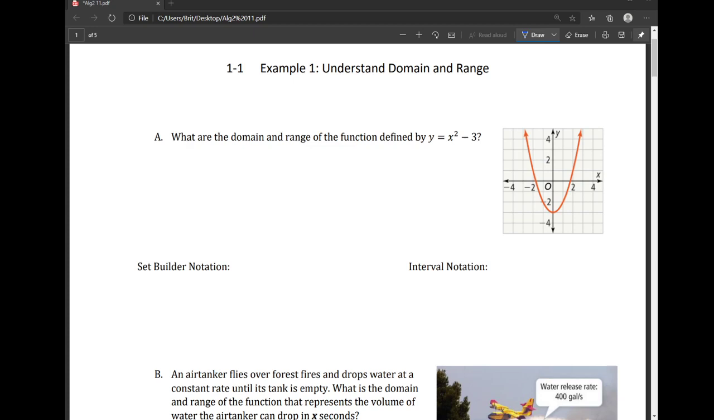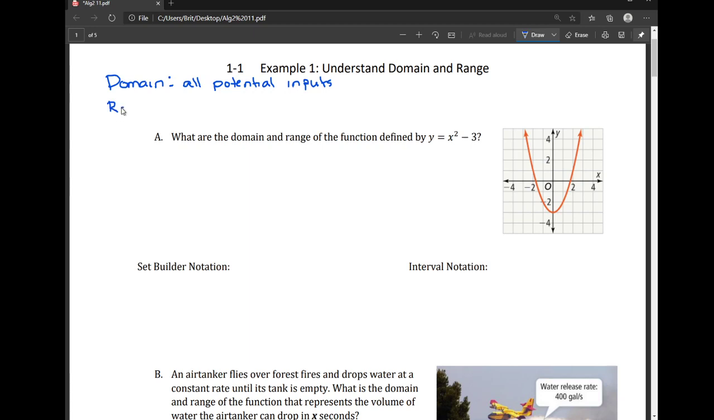This entire example is all about understanding what a domain and a range are. So the first thing I'm going to do is actually define those terms. A domain is all of the potential inputs to a function. So it's every x value that could be plugged into a function in order to try to solve.